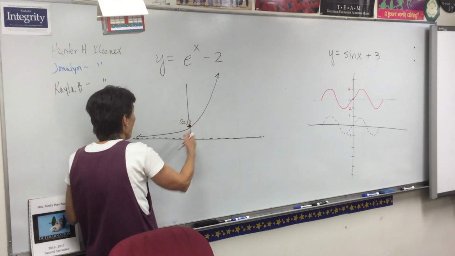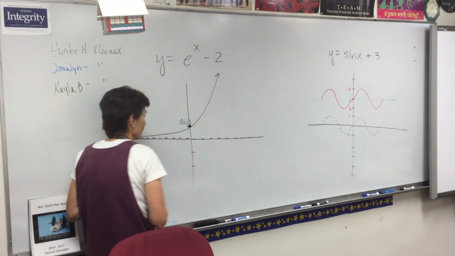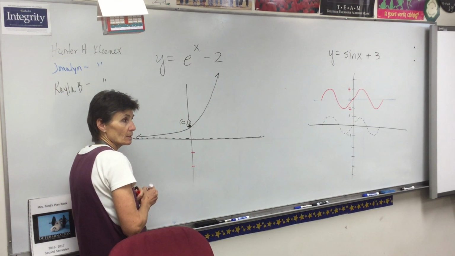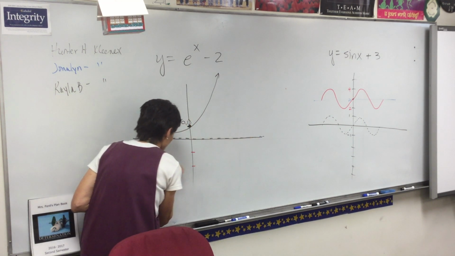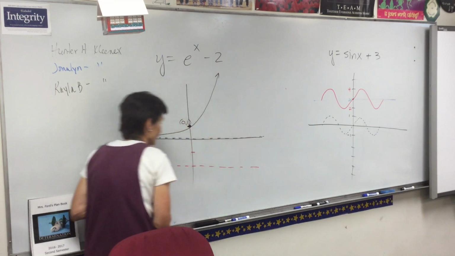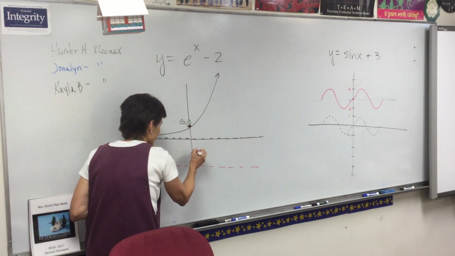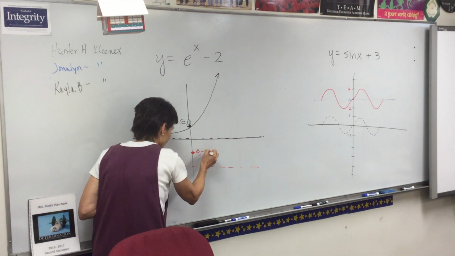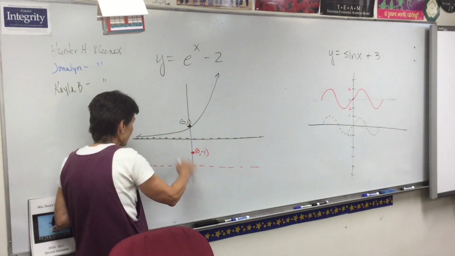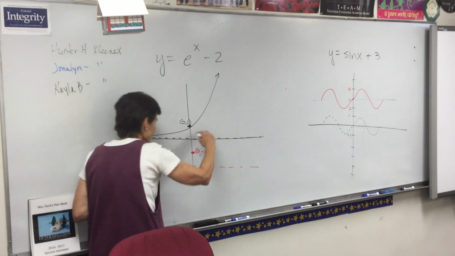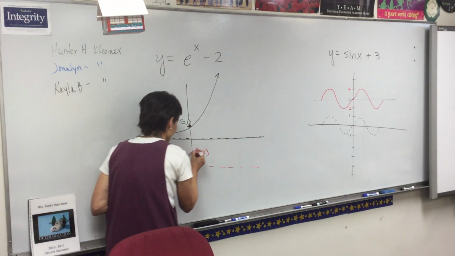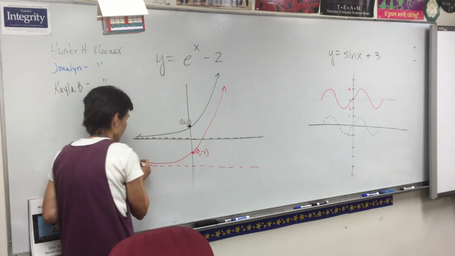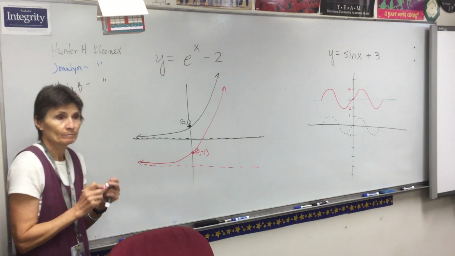So I'm going to take this whole thing, and I'm going to drop it down 2. All right? So this line is going to come down just like everything else. That's coming down. And that point is coming down. Everything's coming down 2 units. So the asymptote comes down, the point comes down, and then I can draw in my shape like I always do.